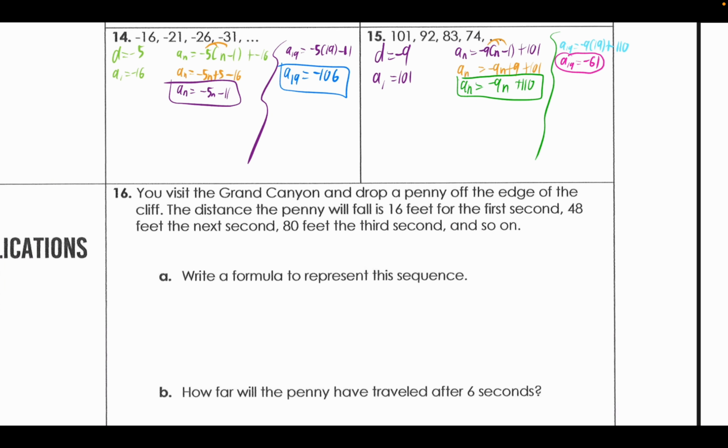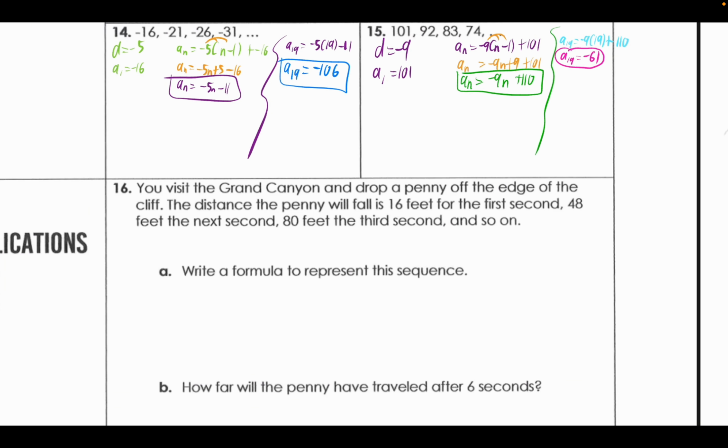Number 16, word problem. You visit the Grand Canyon and drop a penny off the edge of the cliff. The distance the penny falls is 16 feet for the first second, 48 feet for the next, and 80 feet for the third second, and so on and so forth. So this is a sequence where it goes 16 for the first second, 48 for the second, and 80 for the third, and it would just continue, as it says, and so on.